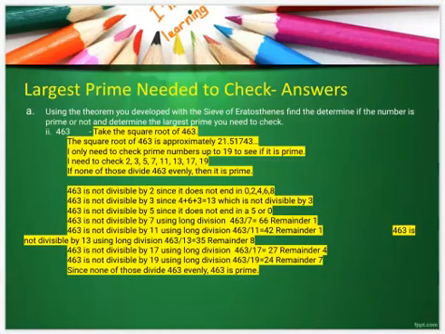So you could think of any number you're trying to check to see if it's prime. You don't have to check all the primes up to that number. You only have to check primes up to the square root of that number.